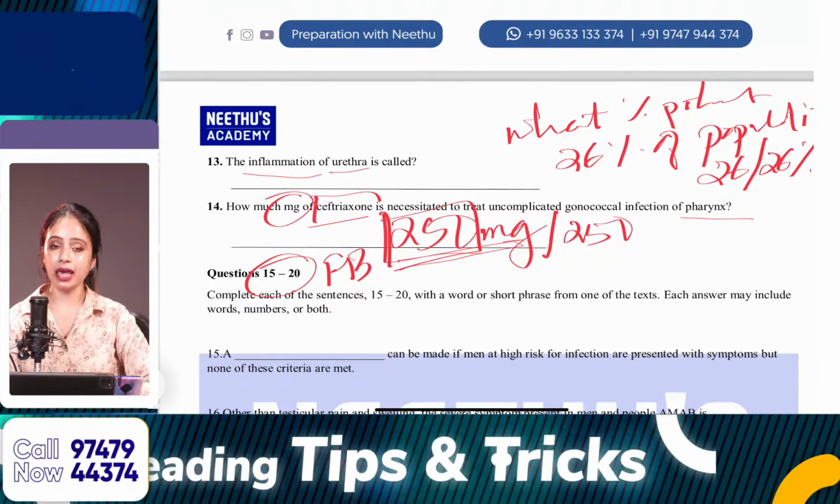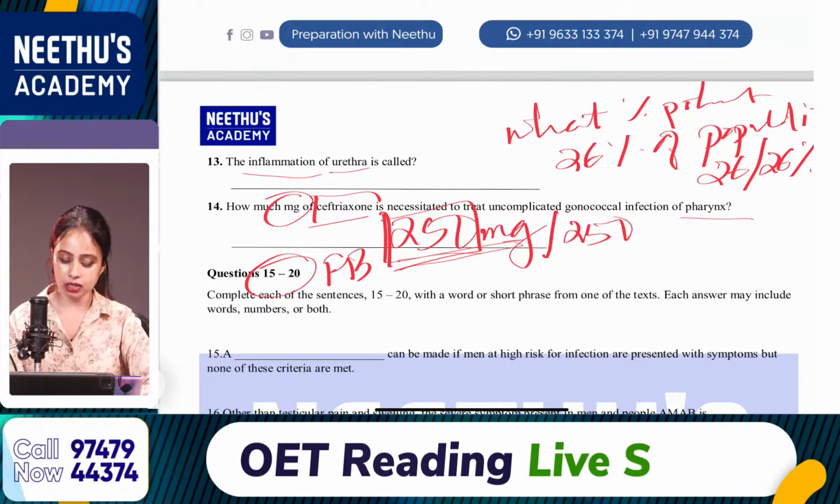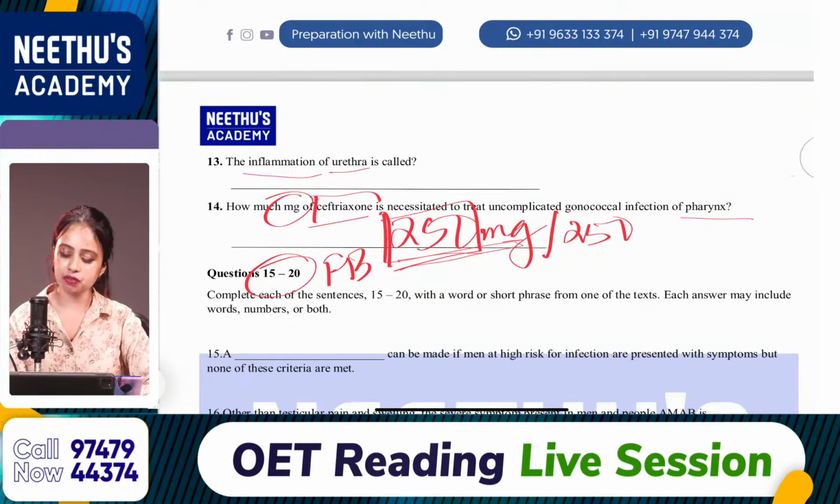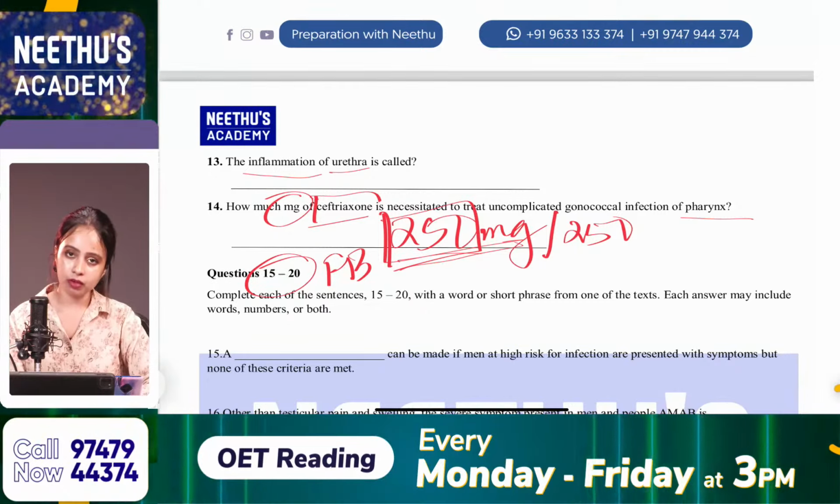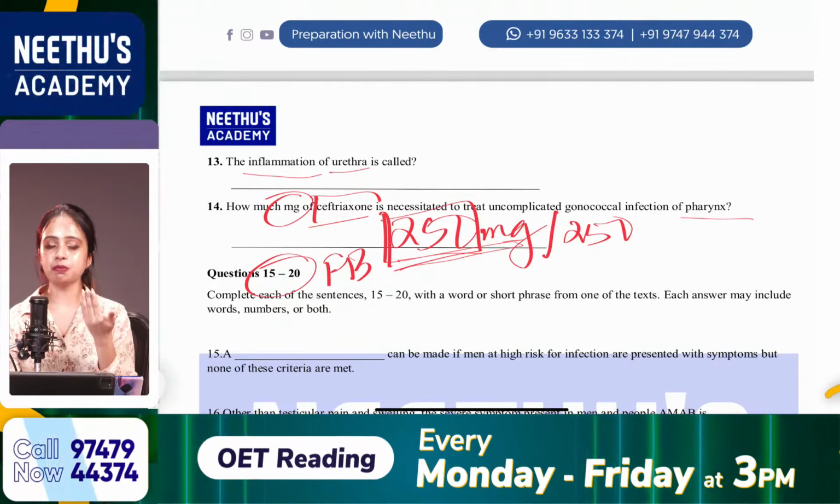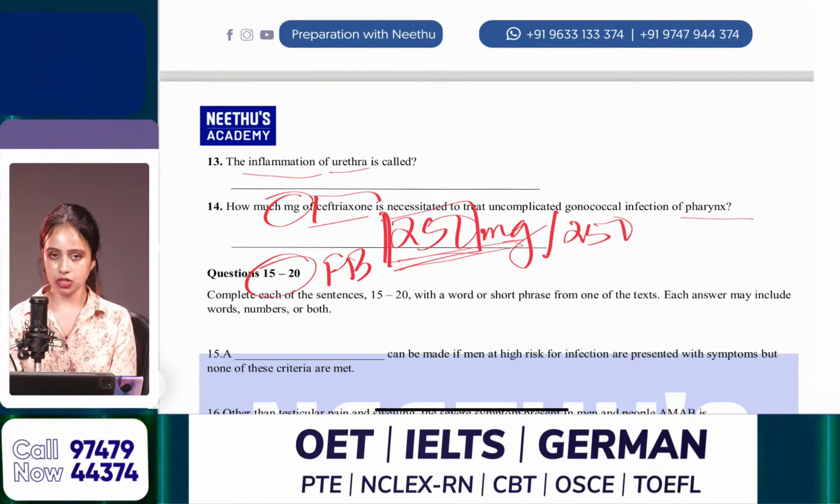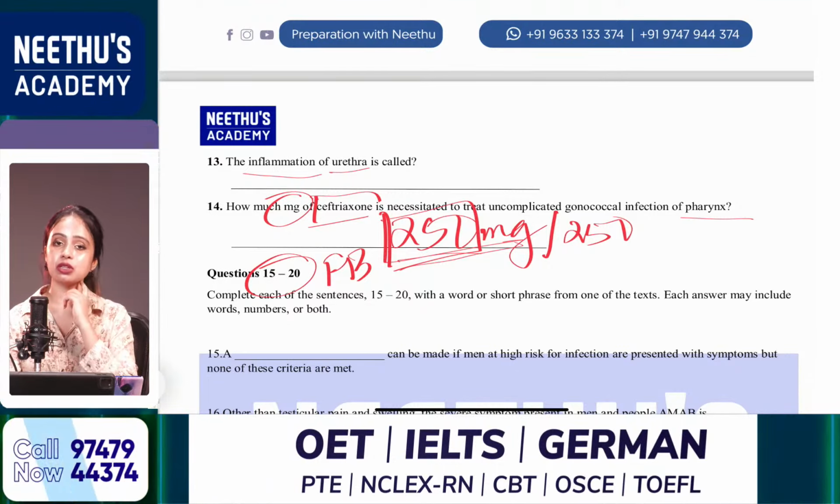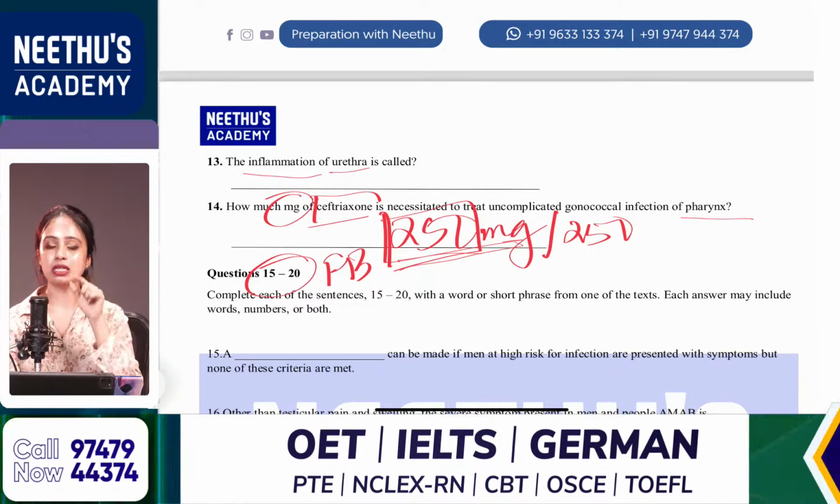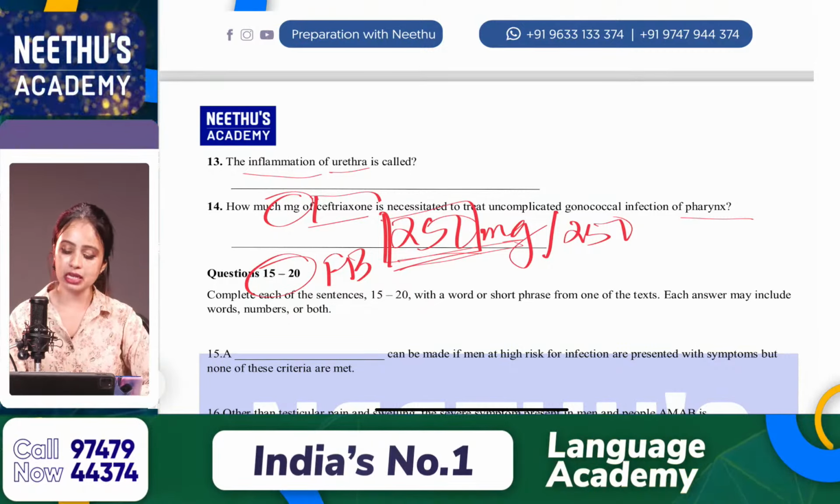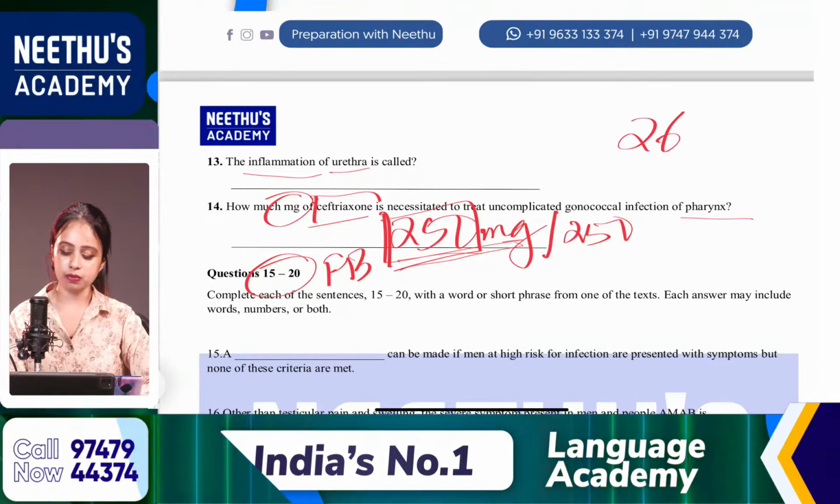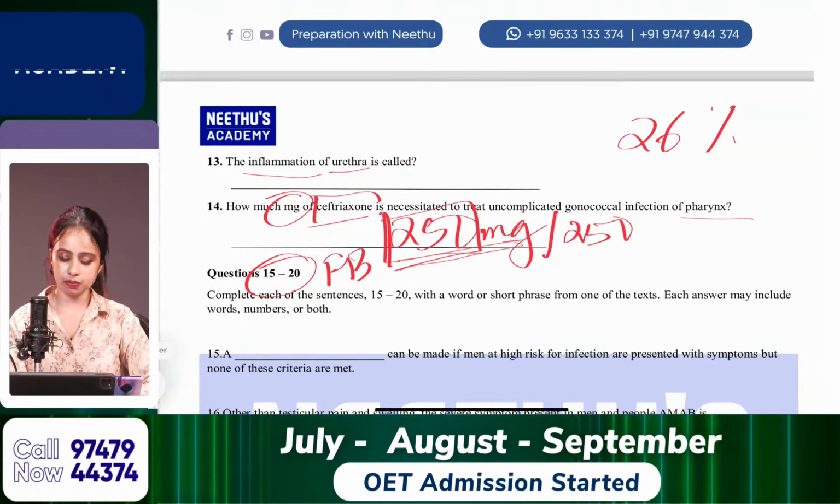With names and percentages, you can repeat even if it is mentioned in the question. I hope it is clear. If it is mentioned in the question, you can repeat names. If the percentage is mentioned in the question, you can repeat that percentage symbol in your answer. So the answer should be 26%. This should be the correct answer.